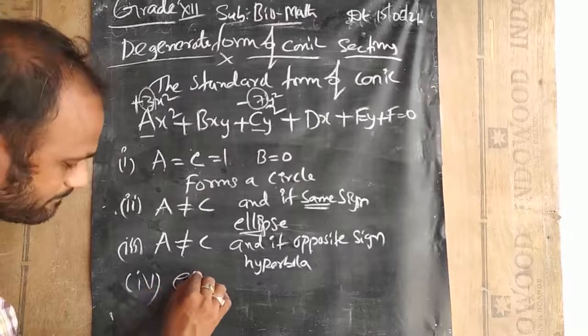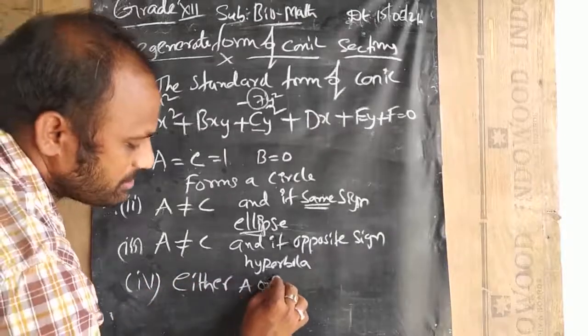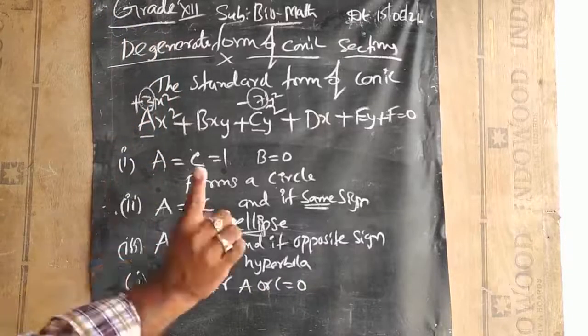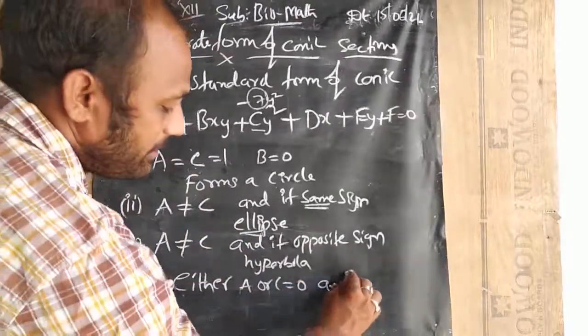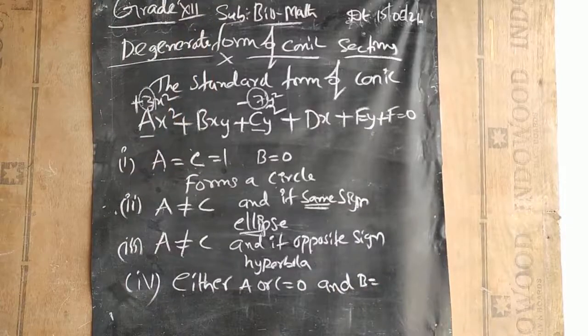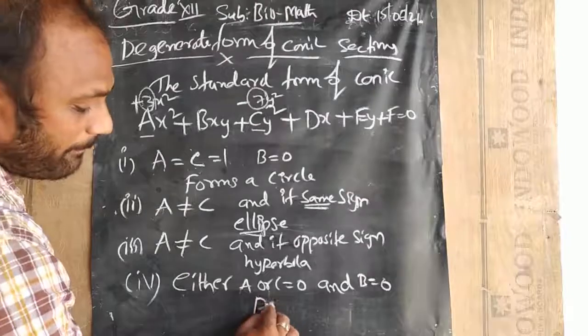either a or c must be equal to 0. Only one should be 0, either a should be 0 or c must be 0, and b value will be 0, then it is going to form a parabola.